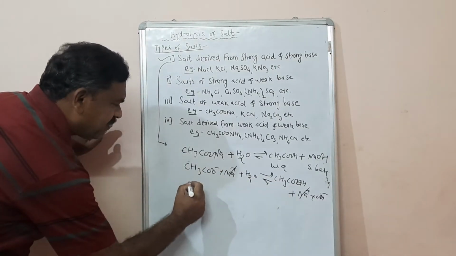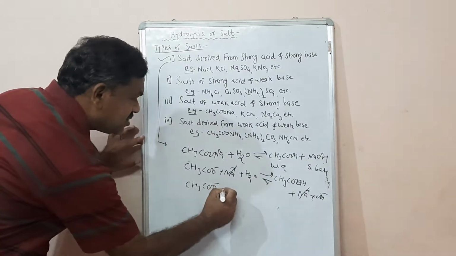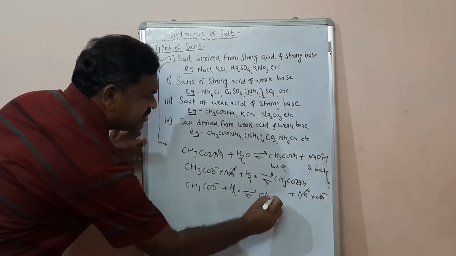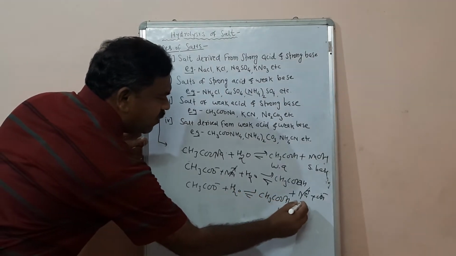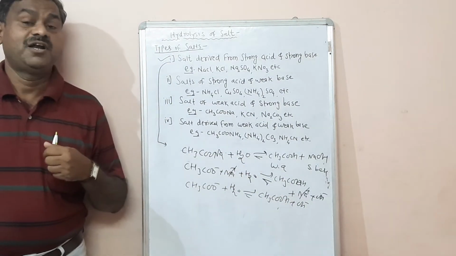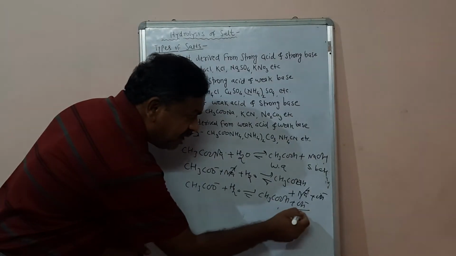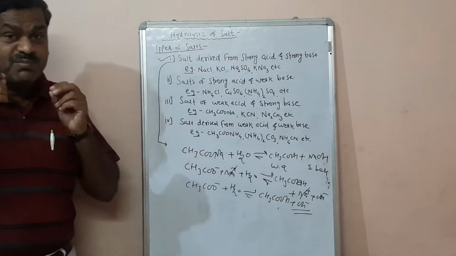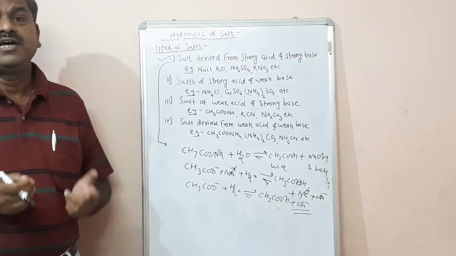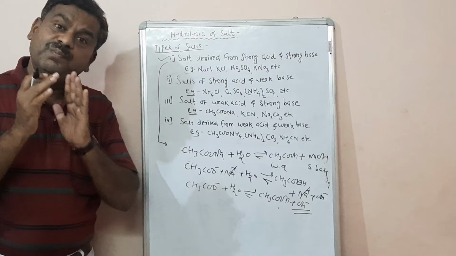Then the remaining will be the CH3COO- acetate ions and H2O, which give acetic acid and OH- ions. This is the resultant solution. That resultant solution contains a large number of hydroxyl ions. Therefore the resultant solution is a basic solution.